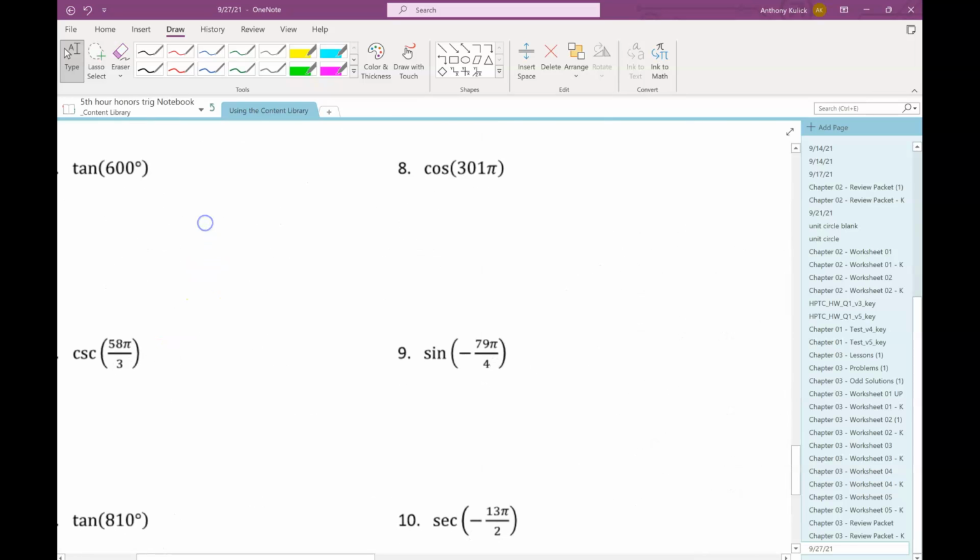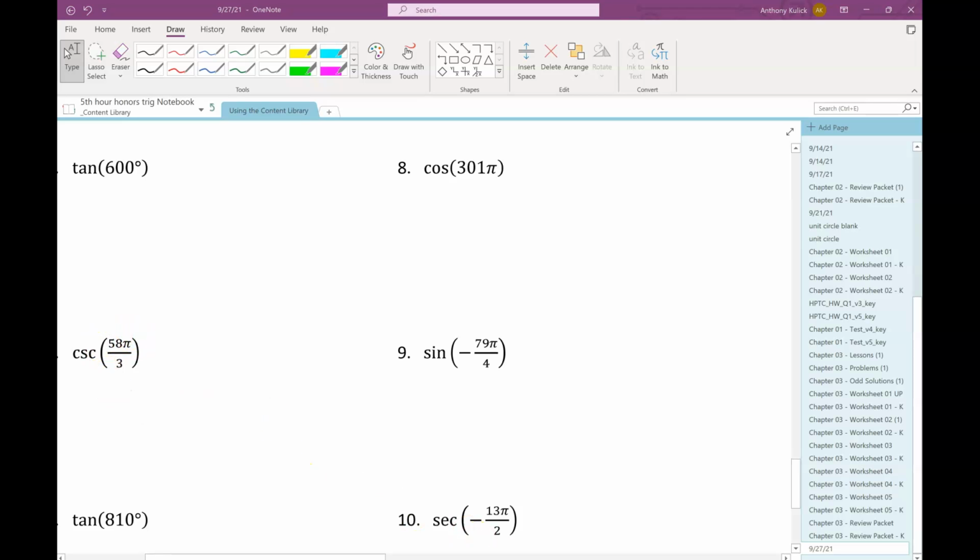So looking at number 4, there's a couple of ways that I could go about doing this. It's asking me in this question to find the exact value using the unit circle. So I can do this either numerically or I can do it visually. I'm going to do it both ways for you just to see. Regardless, I'm going to want to find an angle that's coterminal to this.